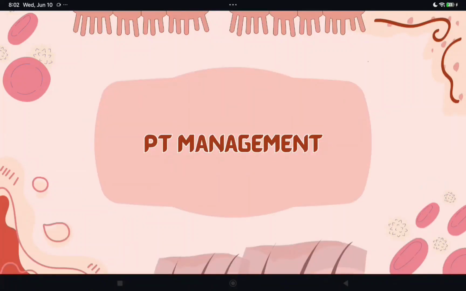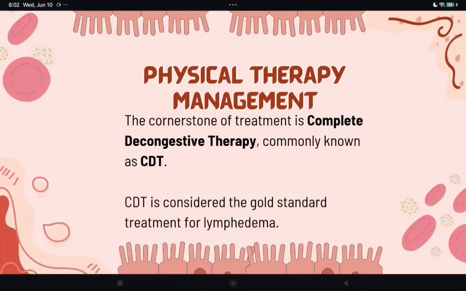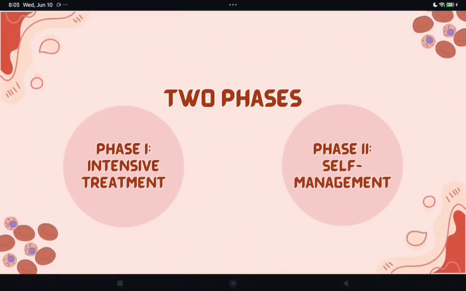Physical therapy management. The cornerstone of treatment is complete decongestive therapy, commonly known as CDT. CDT is considered the gold standard treatment of lymphedema. It consists of two phases. The first phase is intensive treatment and phase 2 is self-management.